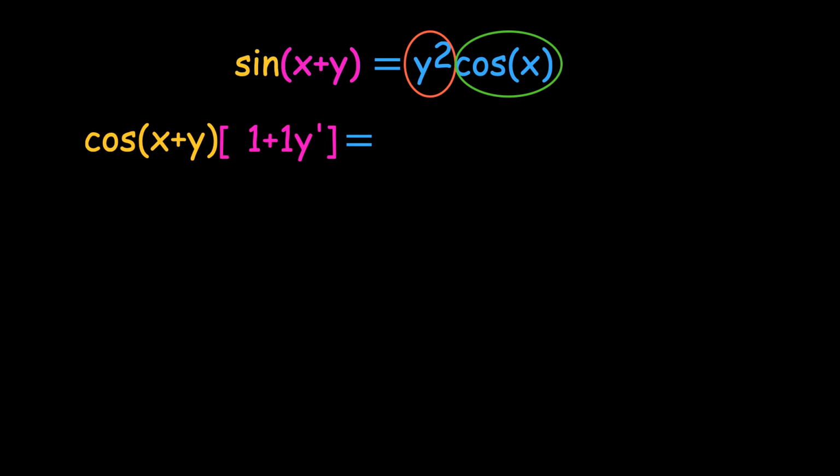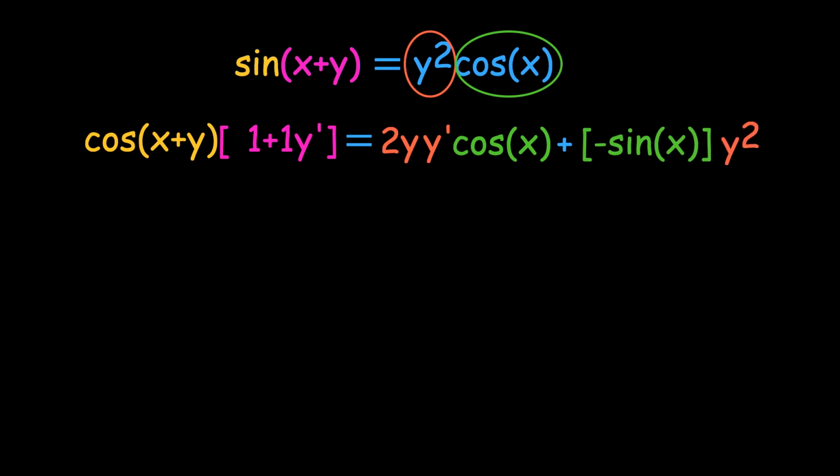So the derivative of the first factor, which is y squared, is 2y, and there is a y prime, multiply to its second factor, which is cosine of angle x, plus the derivative of the second factor. So the derivative of cosine of angle x, which is the second factor, is negative sine of angle x, multiply to its first factor, which is y squared.